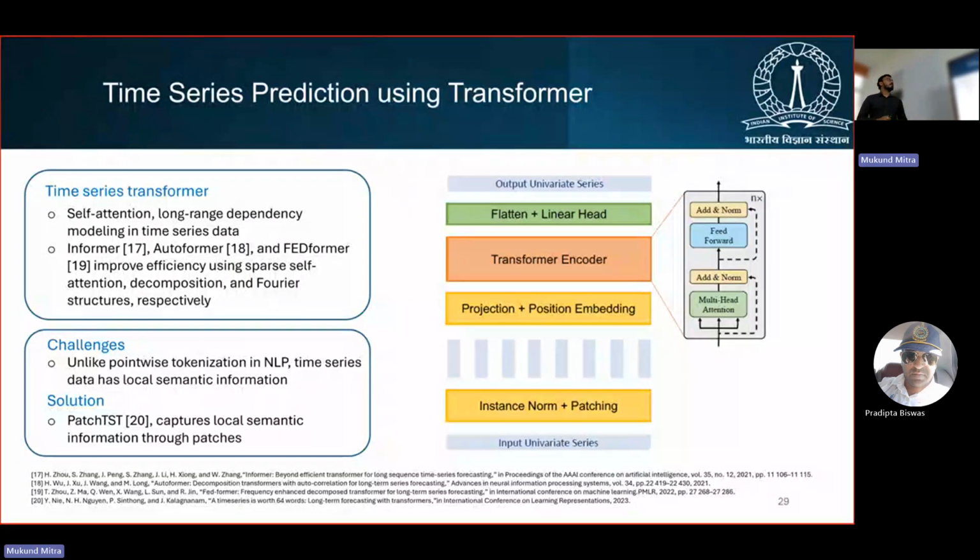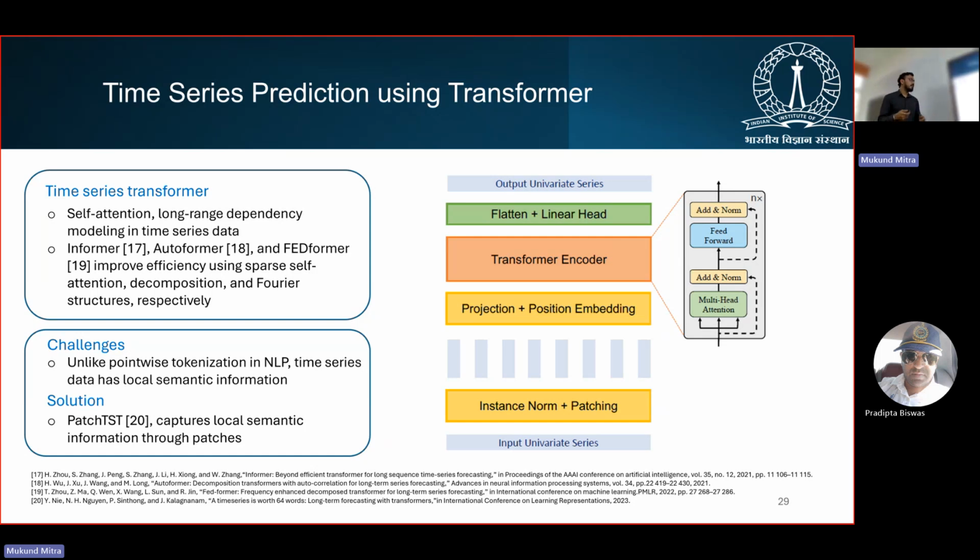So coming to the last part of my work, which is time series prediction using transformers. Transformers are used for long-range dependency modeling in time series data due to their self-attention. They were originally proposed for NLP tasks, but recently they are being used for predicting time series data. Some variants of time series transformers include Informer, Autoformer, and FEDformer, which improve efficiency using sparse self-attention, decomposition, and Fourier transform respectively.